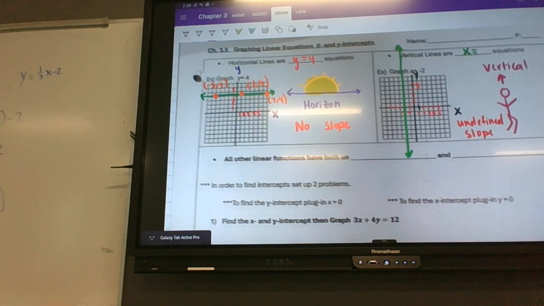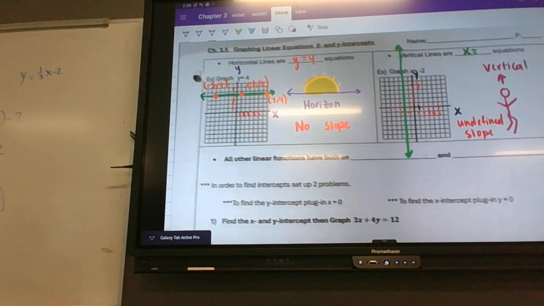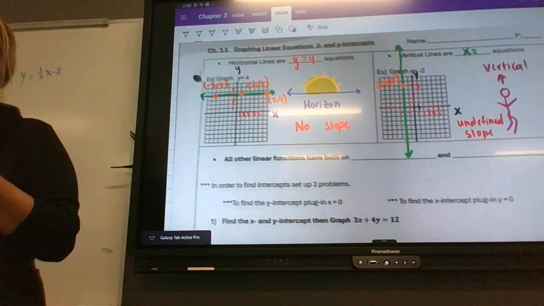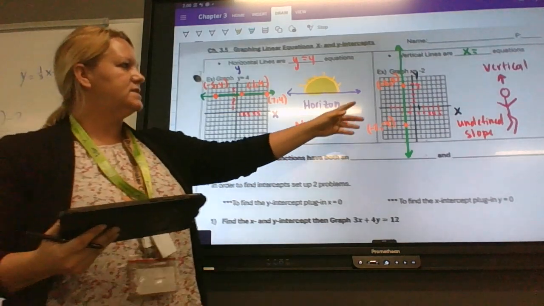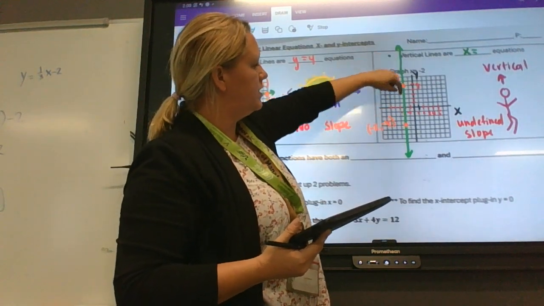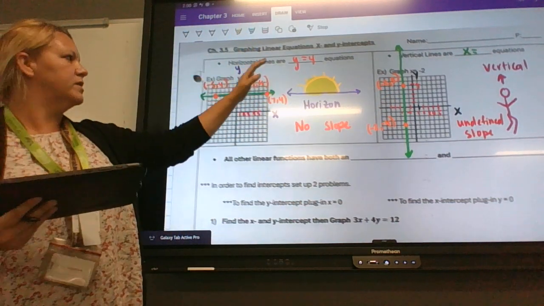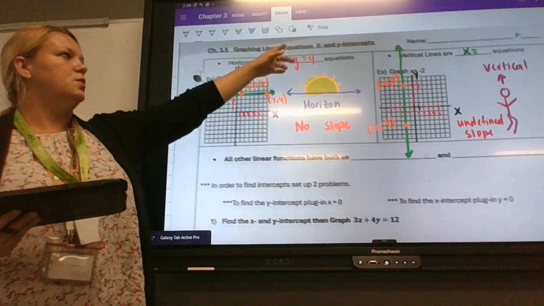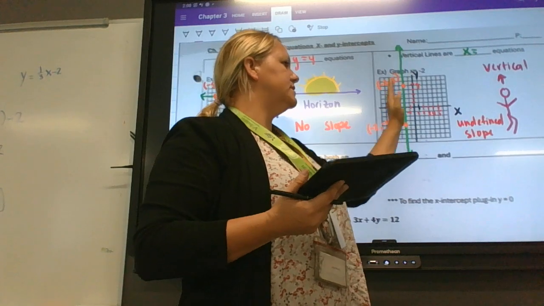Okay, then think about the points on this vertical line. Every x value will be the same. So right here, this point is (-2, 5). And right here, you're at (-2, -4). So since it's x equals -2, every ordered pair on this line has x of -2. Just like on this line, every ordered pair has a y value of 4. So y equals is flat lines, x equals is up and down lines.